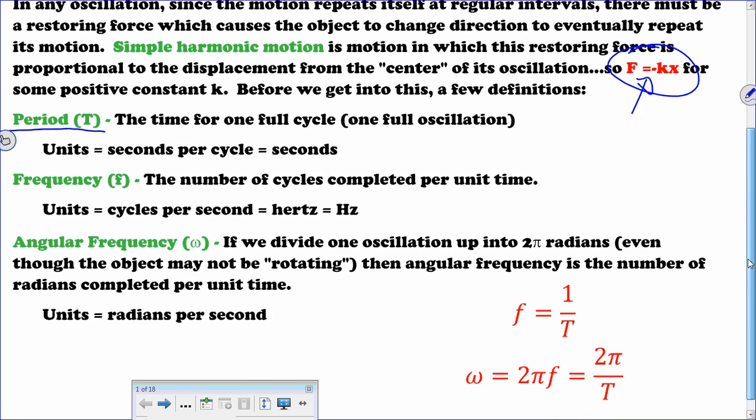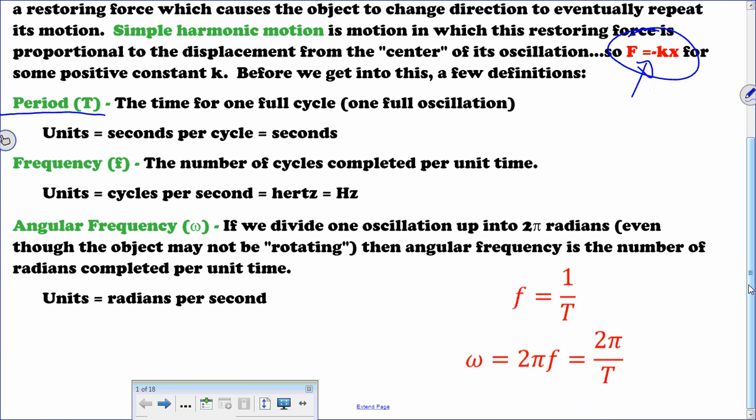And then frequency, you guys know what frequency is, right? Frequency is the number of cycles that you complete per unit time. Like the rotations per minute would be a frequency. So it's just the number of cycles you complete per second. Any problems with either period or frequency? Okay, cool.